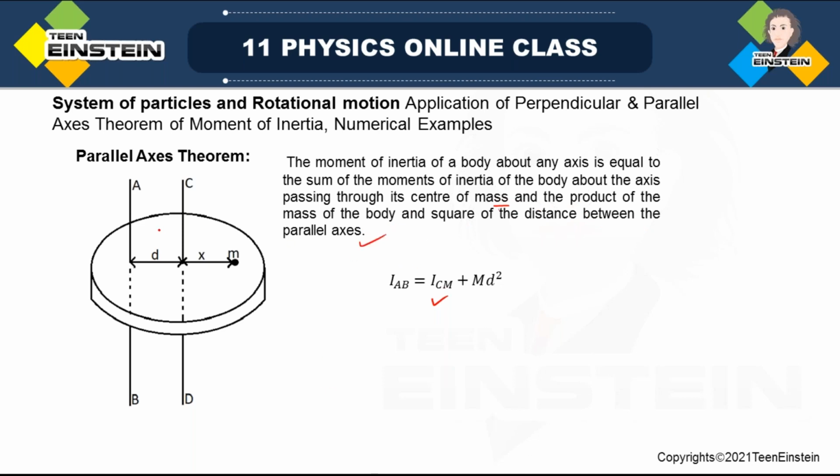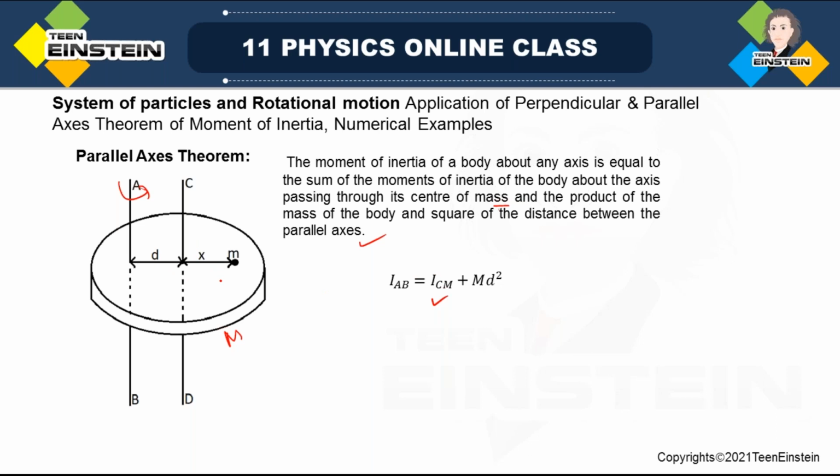I have taken one object over here, suppose it has total mass m, and we want the moment of inertia about an axis AB, an arbitrary axis. To calculate the moment of inertia about this, you need to know the moment of inertia of this particular object about the center of mass. If you know that, then it is easy.